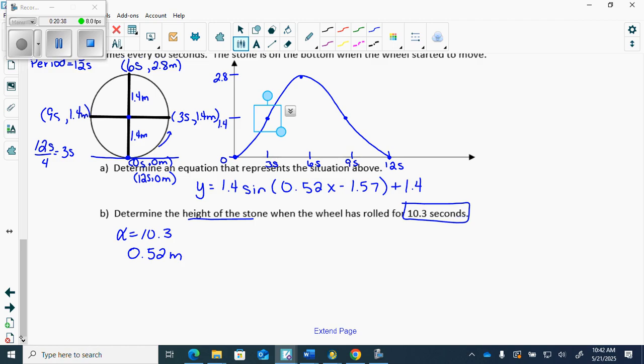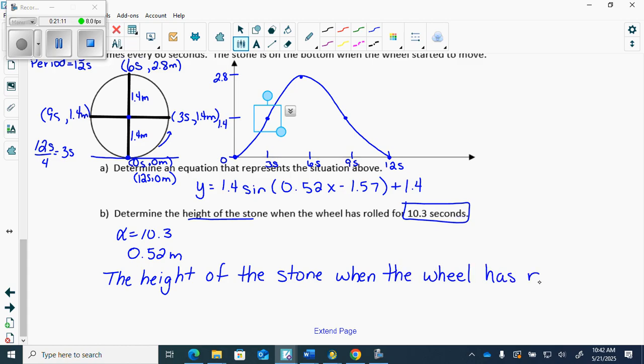What do I do? It's 0.5, but what do I need to do? Sentence. Determine the height of the stone when the wheel has rolled 10.3 seconds. The height of the stone when the wheel has rolled for 10.3 seconds is 0.52.